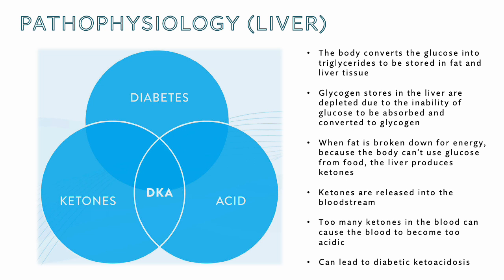So when the body needs energy but can't get it from glucose, it starts breaking down fat instead. And when that happens, the liver produces something called ketones. These ketones get released into the bloodstream, and in small amounts, that's okay. But if too many ketones build up, they can make the blood too acidic, leading to diabetic ketoacidosis.